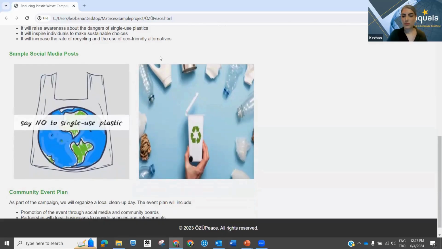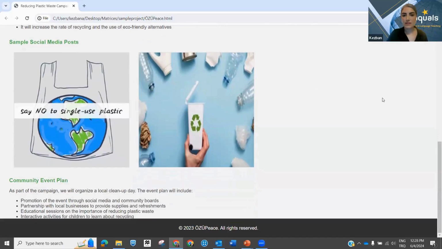So if you remember the model, it asks about the channel of communication. And they drafted certain social media posts about their campaign. And they provided a community event plan about how to disseminate their message, how to communicate their campaign to a bigger audience.